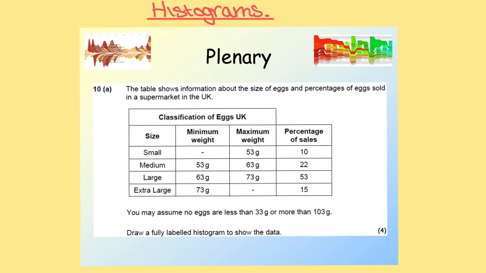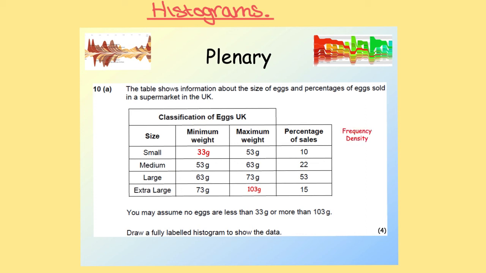Plenary. The table shows information about the size of eggs and percentages of eggs sold in a supermarket in the UK. You may assume no eggs are less than 35 grams or more than 103 grams. Draw a fully labelled histogram to show the data. So we know that the smallest is 35. We know that the largest is 103.